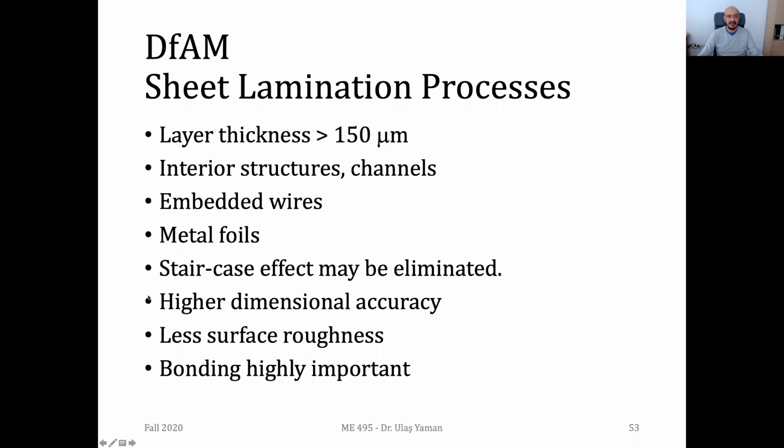And again, since we are using machining, the dimensional accuracy is much better. You have less surface roughness. And in this process, bonding is again highly important. Otherwise, while you are doing machining, you may remove one layer from the previous layer.